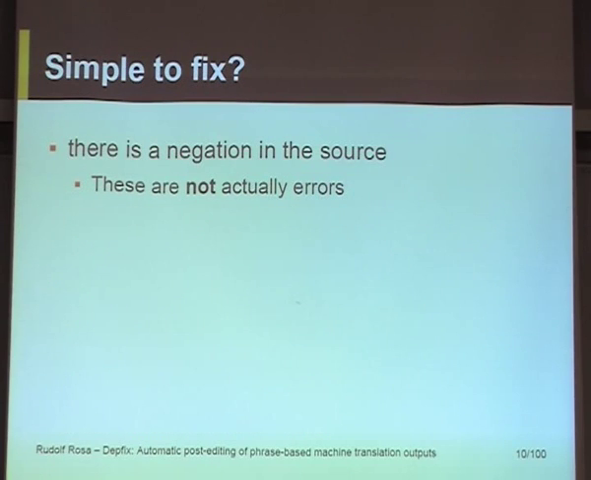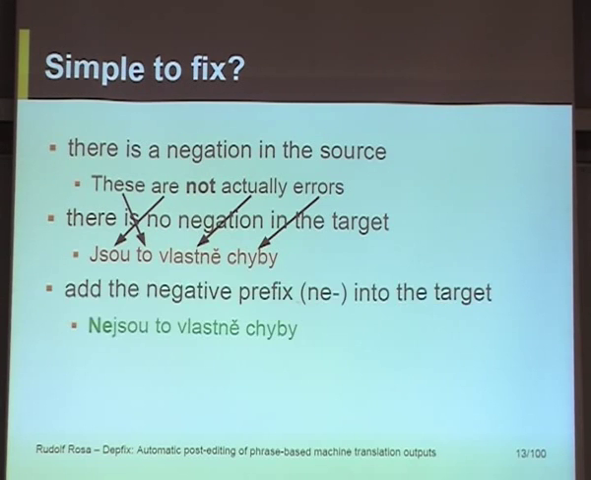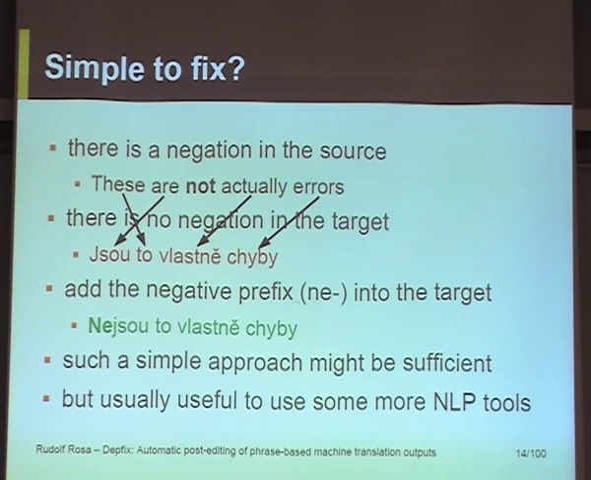What can we do about it? It should be quite easy to fix that, right? Because in the source sentence we can see that there is the negation. In the translation we can see there is no negation here. We might even use the word alignment, and we see that the word not is left unaligned to anything. So it should be enough to just take the negative prefix for Czech and add it somewhere into the translation, and we're done, right?